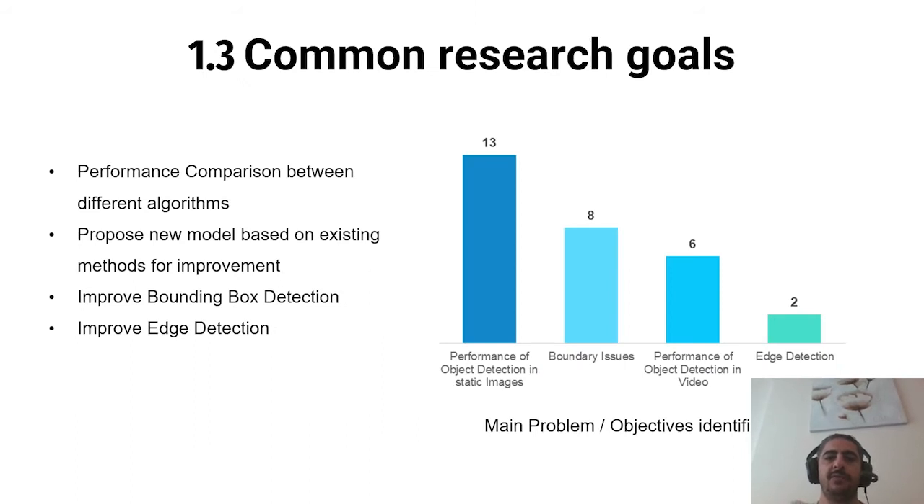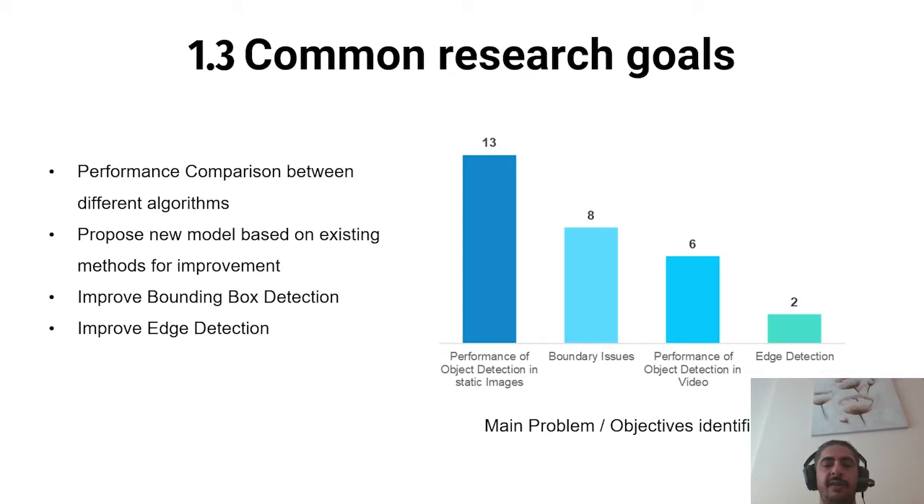In this slide, we will talk about the common research goals. We have analyzed the papers and we found common elements in terms of comparing and evaluating different artificial intelligence algorithms. Most of the papers have proposed a new technique that was built by combining or adding new steps to the existing artificial intelligence models.